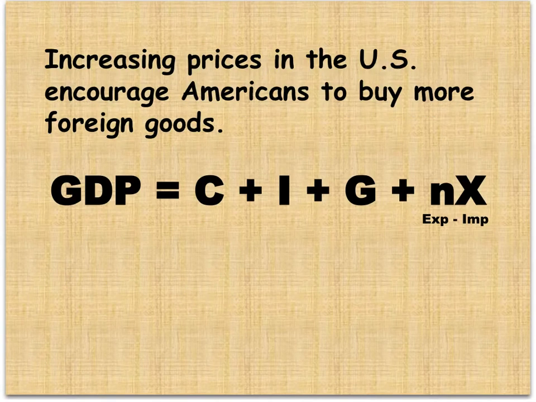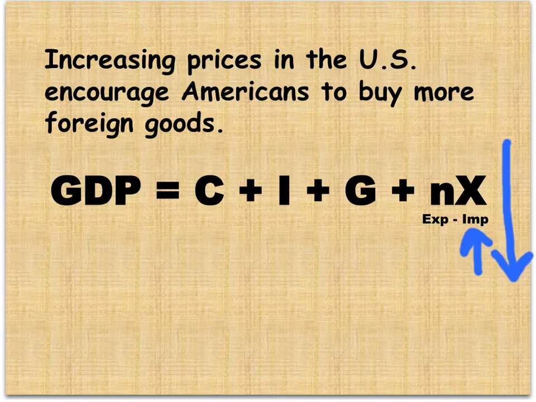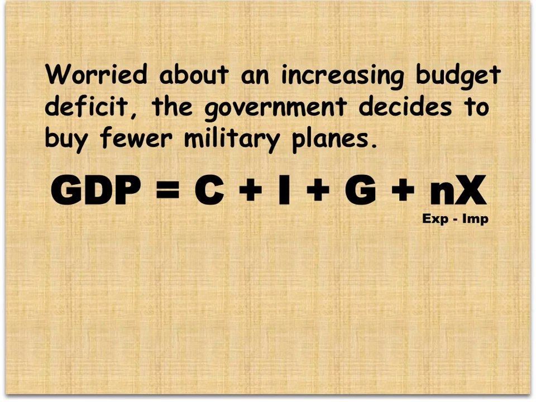Increasing prices in the U.S. encourage Americans to buy more foreign goods. Well, if we're buying more foreign goods, that means imports are going up. But notice the net exports is exports minus imports. So net exports, the whole category, will therefore go down because we're making the negative bigger, and therefore GDP as a whole will go down. And finally, worried about an increasing budget deficit, the government decides to buy fewer military planes. It's very clear what's happening here. Government spending is going down, and when that happens, GDP goes down.